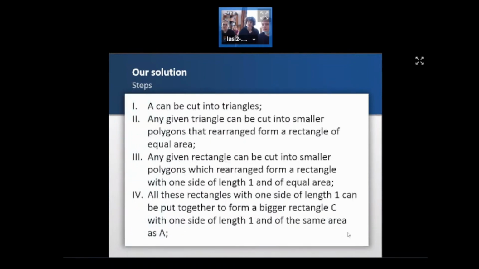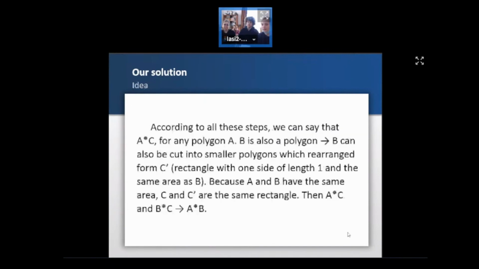So, here are the steps that we will present. First one is that polygon A can be cut into triangles, for any given polygon. The second one, any given triangle can be cut into smaller polygons that rearranged can form a rectangle of equal area. Third one, any given rectangle can be cut into smaller polygons which rearrange to form a rectangle with one side of length 1 and of equal area. And four, all these rectangles with one side of length 1 can be put together to form a bigger rectangle C with one side of length 1 and of the same area as A.